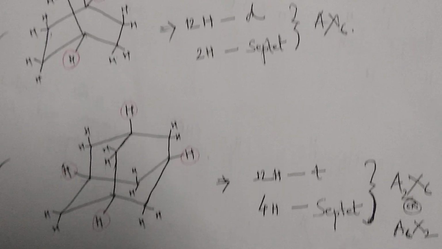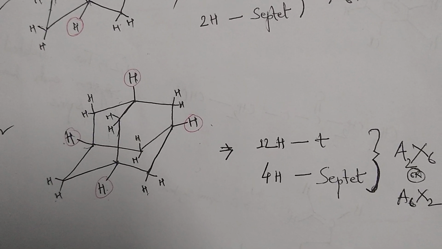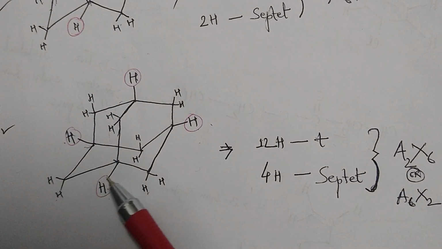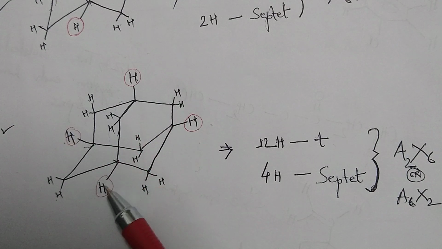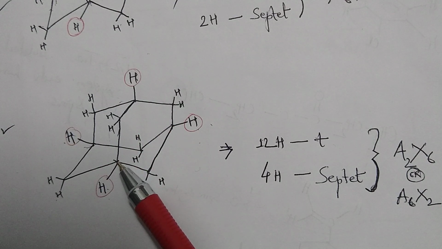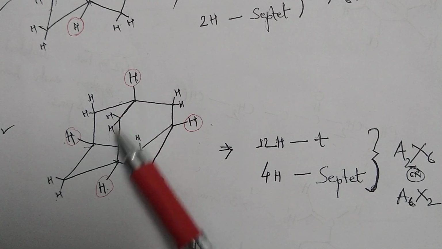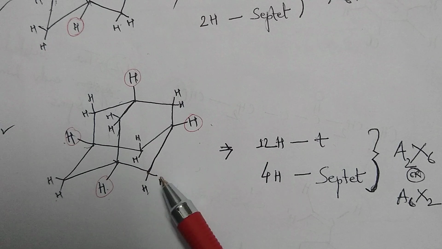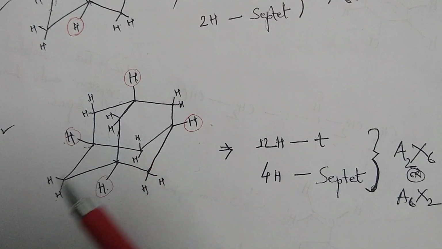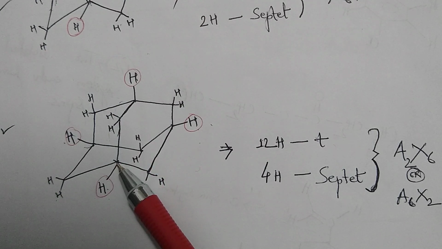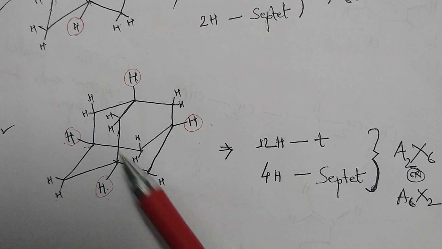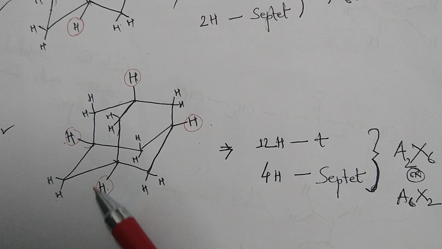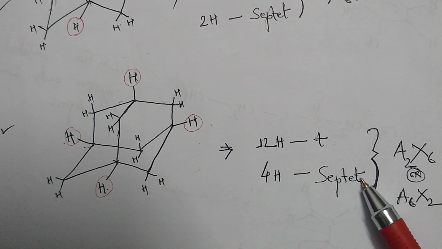Likewise, we can consider another example. In this, we have 4 bridgehead protons. If we consider one bridgehead proton, then it is in the environment of these 2 protons. Likewise, in this way 2 protons, and in this way also 2 protons. Altogether, one bridgehead proton is in the environment of 6 protons. So that bridgehead proton will give a septet signal.